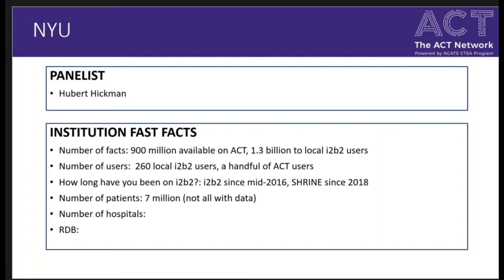There's only a handful of ACT users, 260 local I2B2 users. I forget the number of queries, but it's probably 14,000 or so real user queries, excluding admin types and whatnot. In terms of user management, there's a stored procedure: somebody new wants to use the local I2B2, and we go out to the LDAP, get everything about that user, bring it into I2B2, throw all the switches, and they're good to go for I2B2 usage.